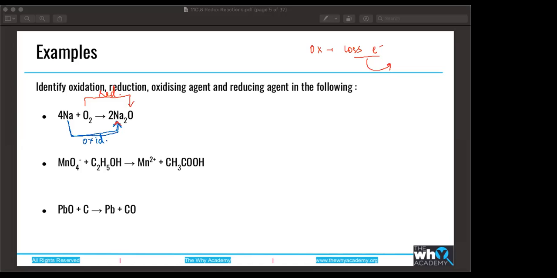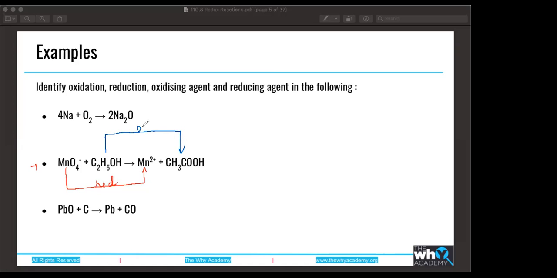All right. So next, can you identify the oxidation and reduction process in this? The second one. MnO4 minus is getting reduced to Mn2 plus, okay. And oxidation, ethanol getting oxidized to ethanoic acid, yes.